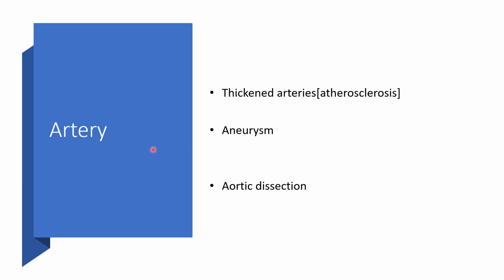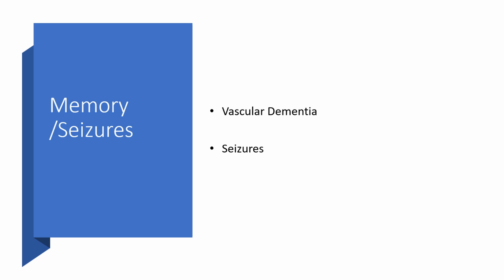The artery, and the lining of the artery, the tunica intima, can become thickened, arteriosclerosis. Then there may be aneurysm and even dissection, for example, aortic dissection, as part of the complications of hypertension. Still part of the complications of hypertension will be memory or seizure problems. There could be vascular dementia or seizures.